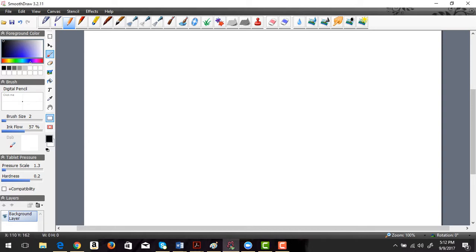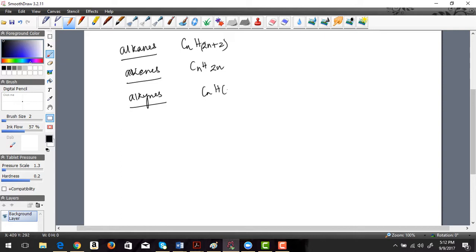We've learned that alkanes have a general formula of CnH2n+2, right? And we learned alkenes have CnH2n, and then we had alkynes, which are CnH2n-2. Okay, now we know that alkanes have only single bonds, alkenes have single and double bonds, and alkynes have single and triple bonds.